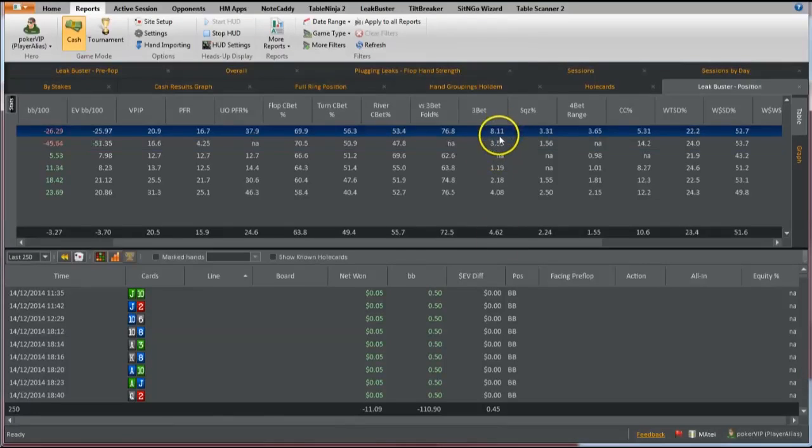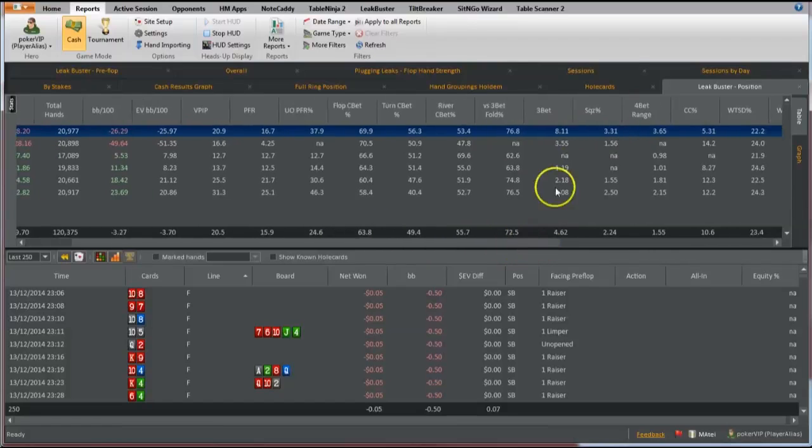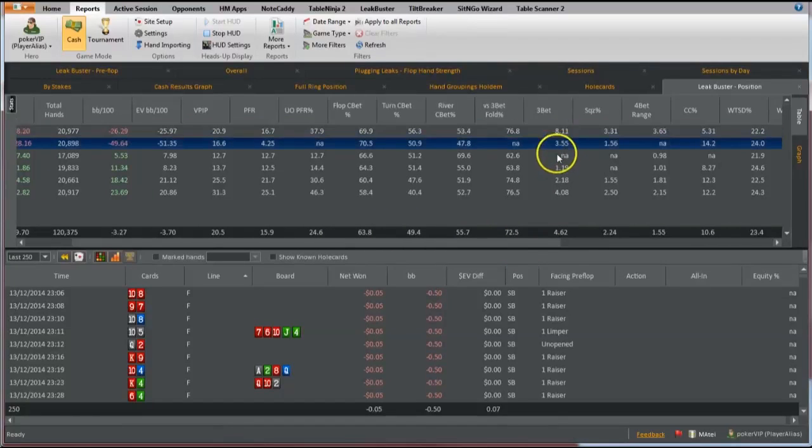And we can see there's a little bit of an inconsistency here because the small blind 3-bet of this player is 8.1, yet the big blind 3-bet is 3.5. So we can see he's pretty passive from the big blind in terms of 3-betting as well. That might be something that we have to look at a bit more closely.